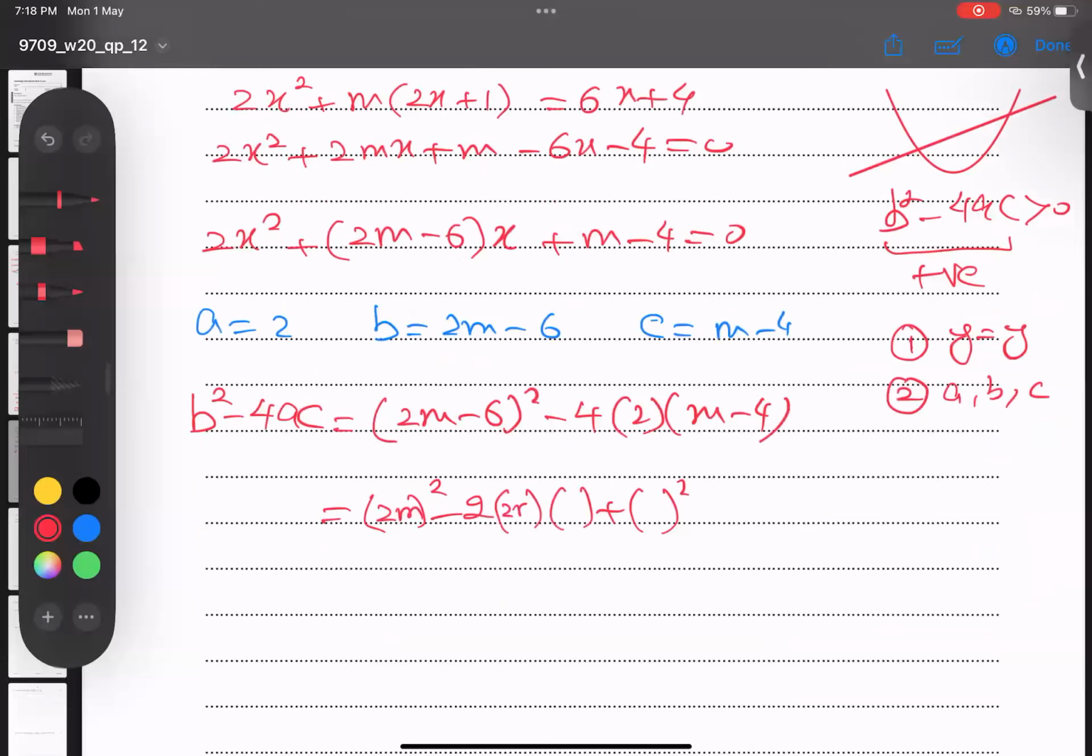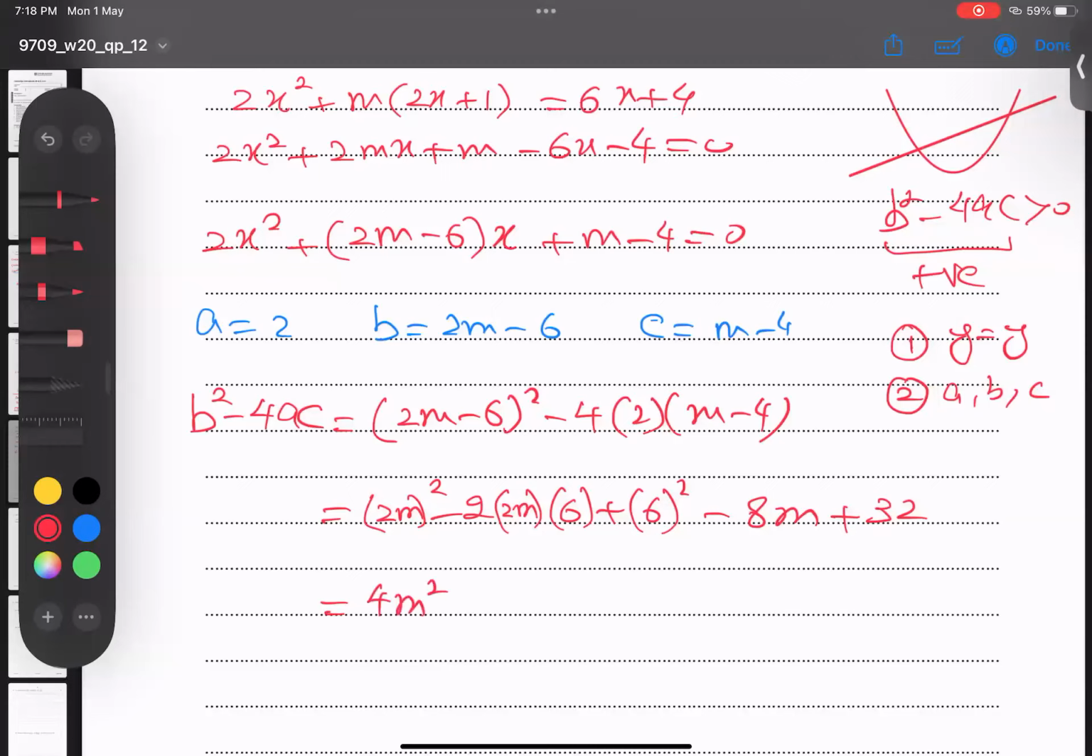2m comes in first bracket and second bracket. So this 6 comes in second and third. Don't write minus 6. And 4 2s are 8. 8 times 2m is minus 8m. And 8 4s are 32. So I get a plus 32. I think up till here, okay.